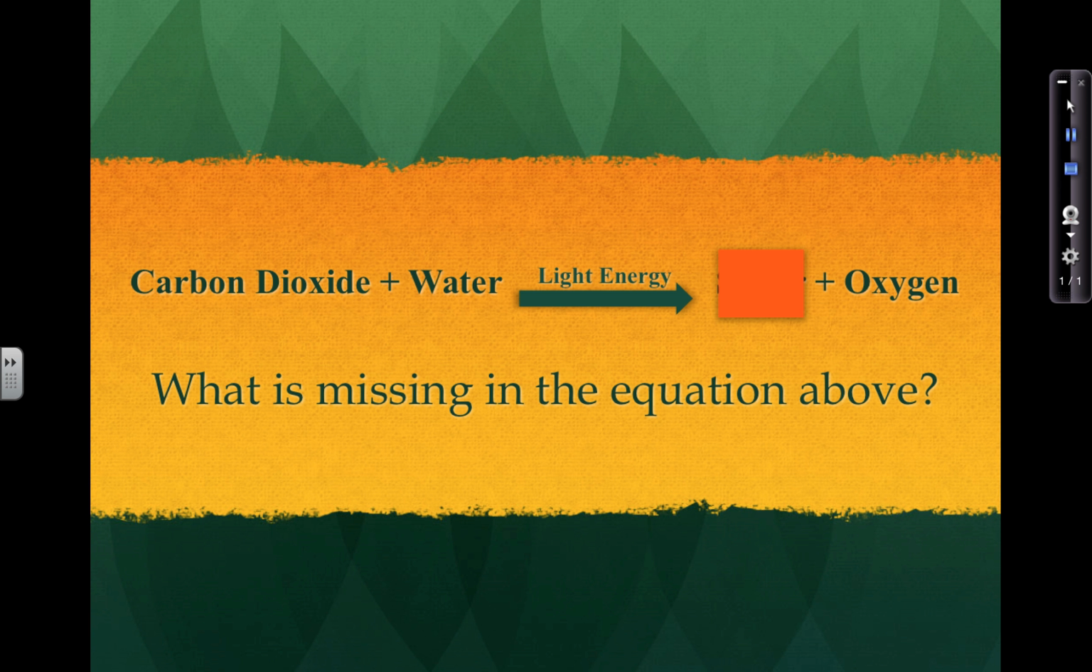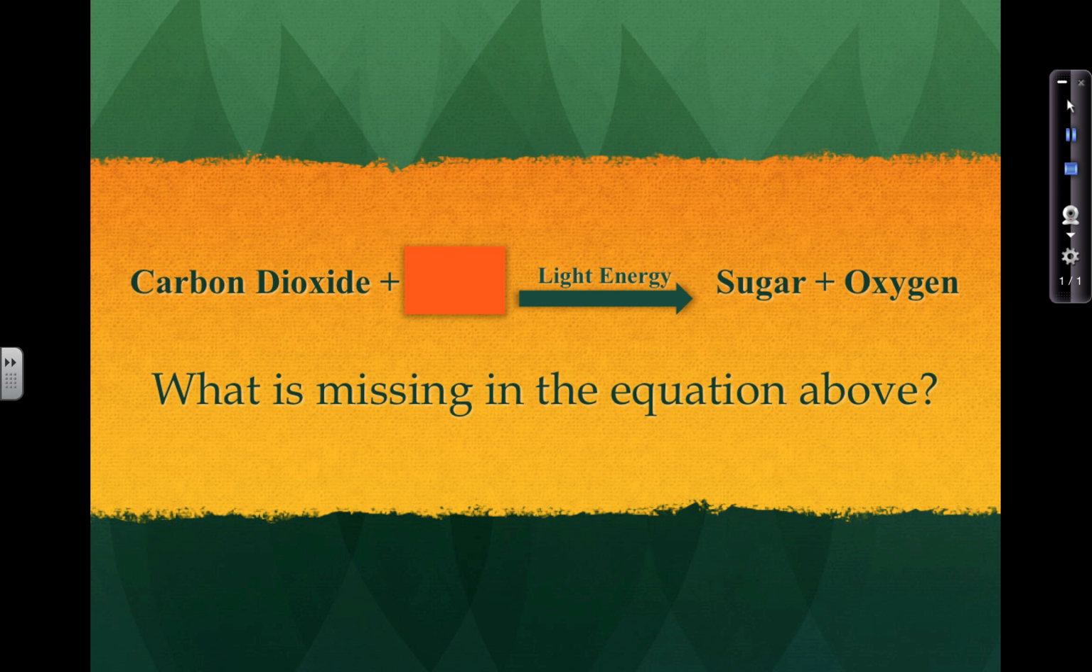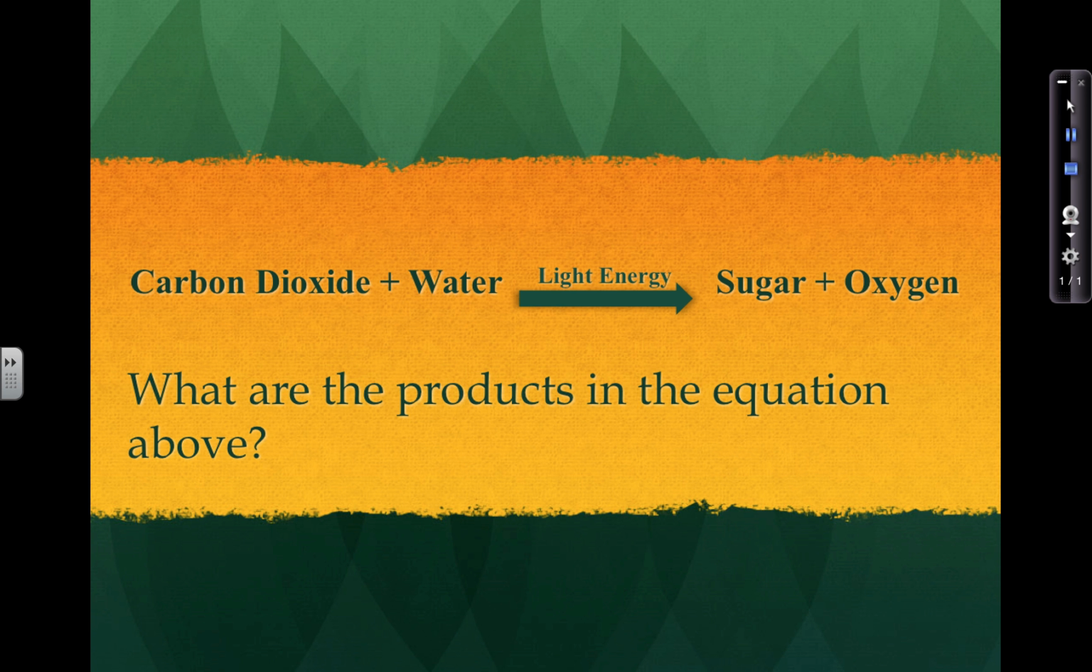So here's a little quiz. What's missing? Yep, sugar. Which ones are the reactants? The things that react together would be carbon dioxide and water. What's missing here? Water. And what are the products? The things that are produced are sugar and oxygen.